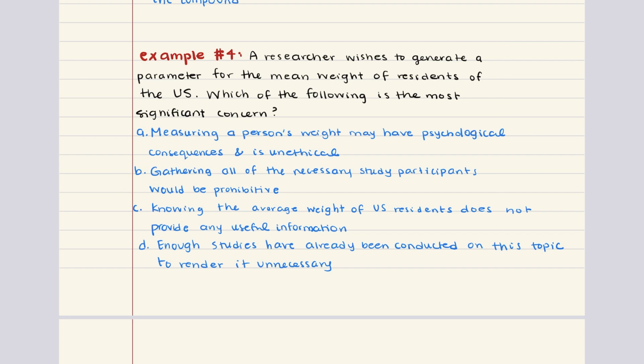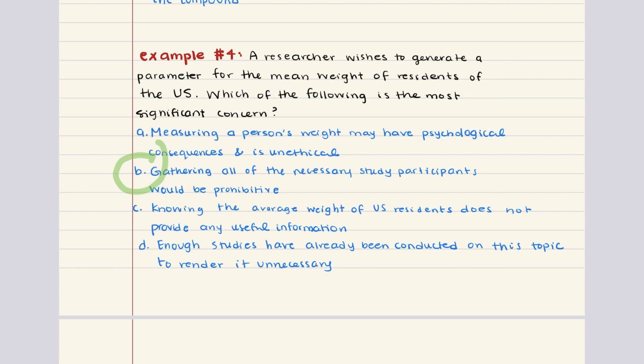So to determine the true mean weight of US residents, the researchers would need to include every individual in the population. And this is practically impossible due to the size of the US population, in addition to logistical challenges and financial costs. In practice, actually, researchers rely on smaller, representative samples rather than attempting to measure the entire population. So if you were attempting to measure the entire population, that would in fact be prohibitive and it would be the most significant concern. So B is the correct answer.